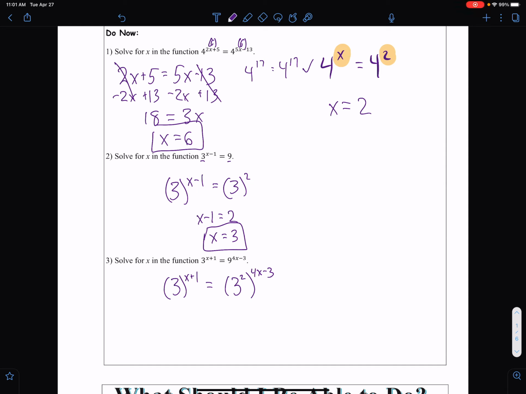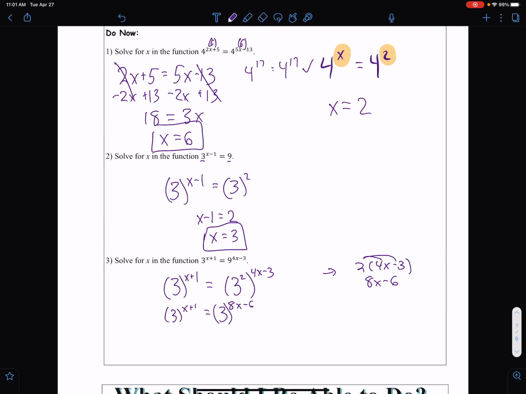But this isn't fully simplified yet. We want to simplify our exponents as much as possible. The left side of the equation, that is completely simplified. But when I look at the right side, what do we do when we have a power to a power? Well, you multiply those exponents. So off to the side, you have to do 2 times 4x minus 3. Distribute that in. You'll have 8x minus 6. So that would be 3 to the 8x minus 6.